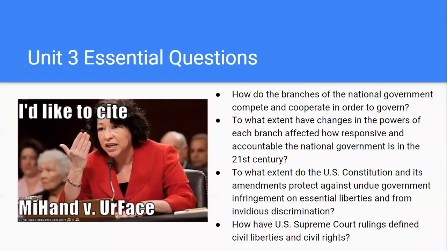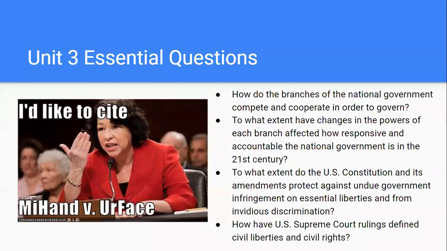Okay. Essential questions. This is what we're going to go over. How do the branches of the national government compete and cooperate in order to govern? To what extent have changes of the powers of each branch affected how responsive and accountable the national government is in the 21st century? To what extent does the U.S. Constitution and its amendments protect against undue government infringement on essential liberties and from individual discrimination? And how have U.S. Supreme Court rulings defined civil liberties and civil rights?